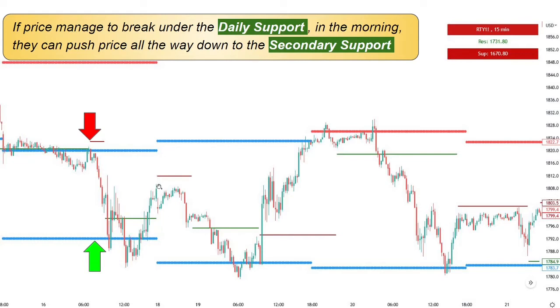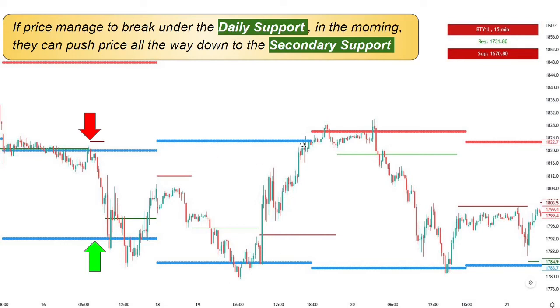And the same but inverse logic applies to the secondary support. You can see that bears tried to break under the secondary support, they failed. Bulls pushed it back over. They got inspired by that victory, and they managed to produce a strong counterattack. And the essential normal target for any counterattack in case when an attack of the secondary support held would be the daily support of the day.